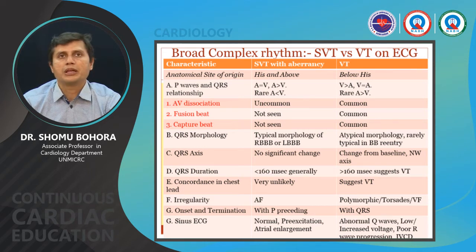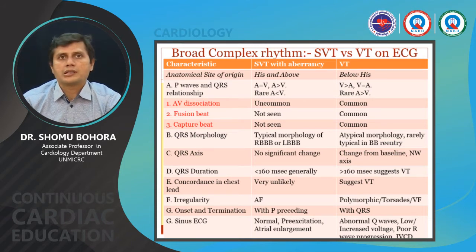The third difference is in the QRS axis. There is a significant change in axis in ventricular tachycardia, and a northwest axis, that is an extreme axis, is seen in ventricular tachycardia. Generally, the QRS axis change is not more than 40 degrees in patients with SVT with aberrancy. A QRS duration is generally less than 160 milliseconds in SVT with aberrancy, except in patients who are taking medications. A QRS duration of more than 160 milliseconds generally suggests a ventricular tachycardia.